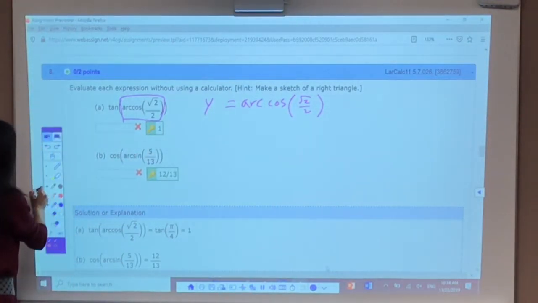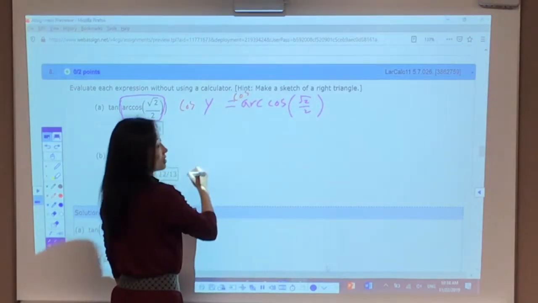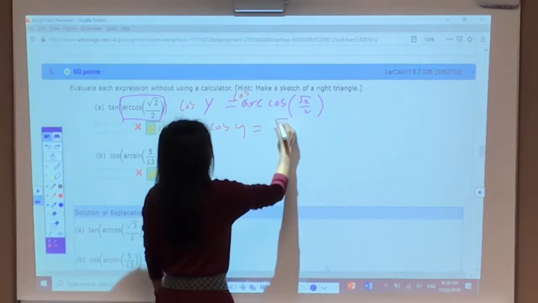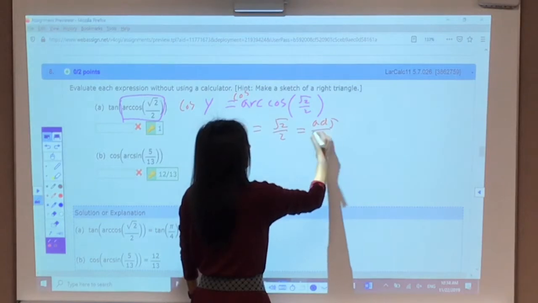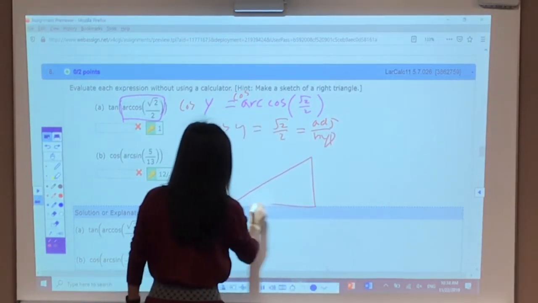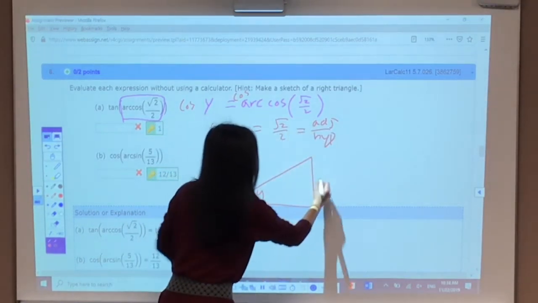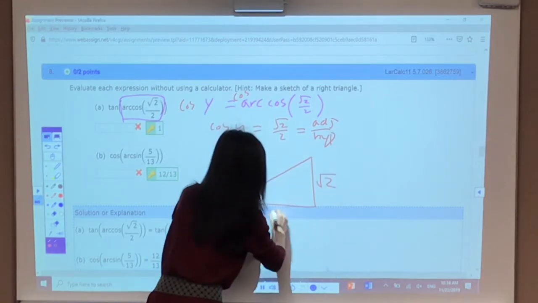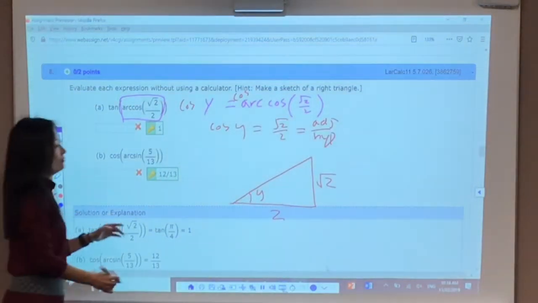Okay, I'm gonna do this one a little bit. So of course I will do what? Cosine in the front. So cosine y is equal to what? Square root of 2 over 2, and then cosine is the same as what? Adjacent over hypotenuse. All right, draw yourself a picture. Adjacent is square root of 2. Hypotenuse is what? 2.